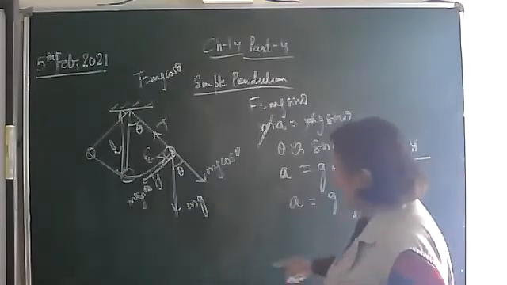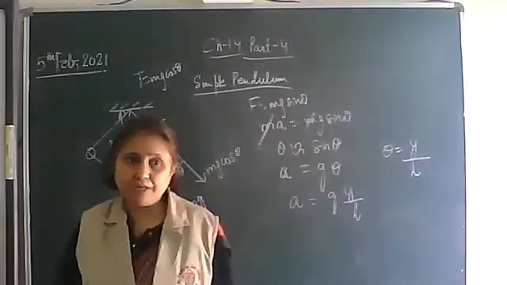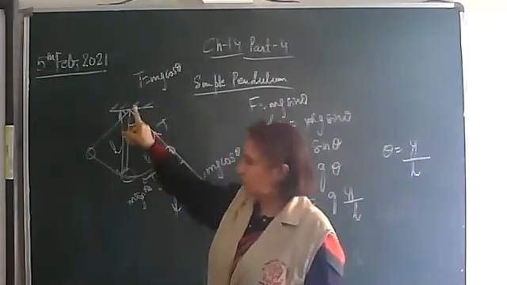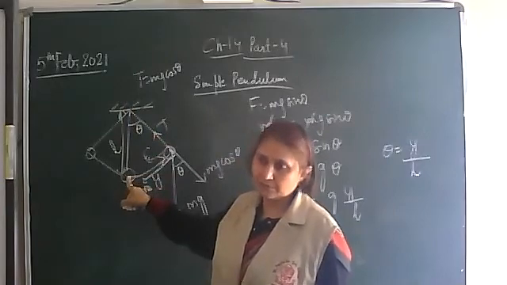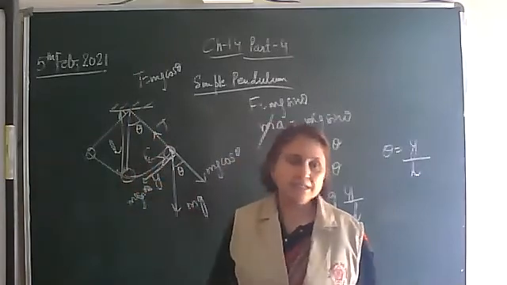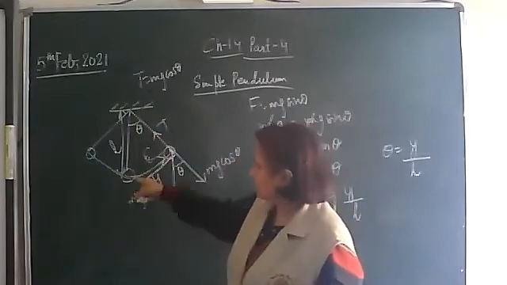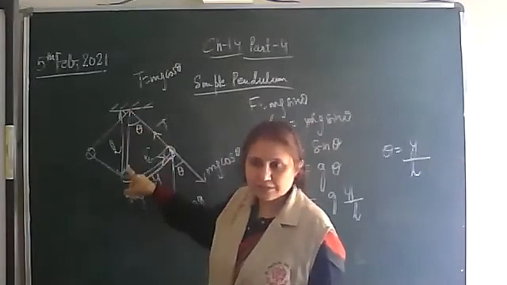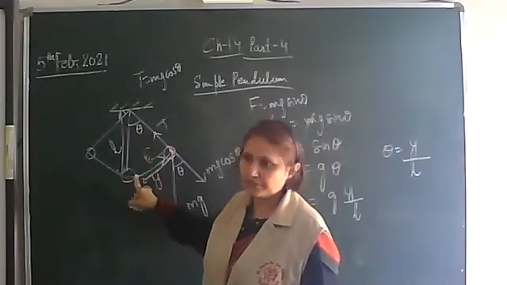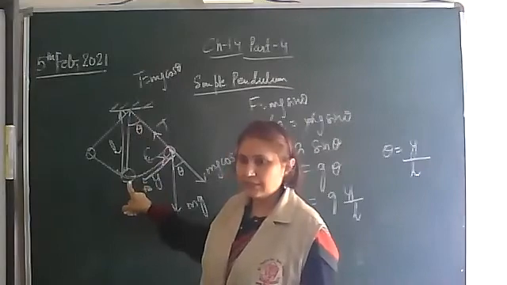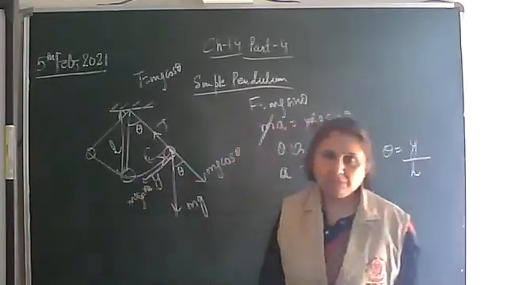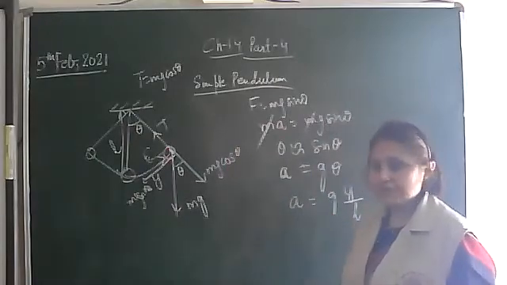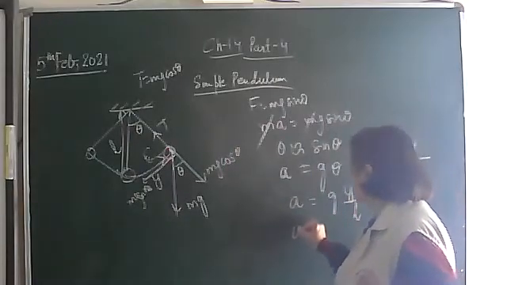Now here let's see what we mean by the length of the pendulum. The length of the pendulum is measured from the point of suspension to the center of the ball. Why? Because the center of mass of the ball lies at its center. So the length of the pendulum is from the point of suspension to the center of the ball. It is not till the end. So L is the length of the pendulum, from the point of suspension to the center of the ball. Now acceleration is equal to this.